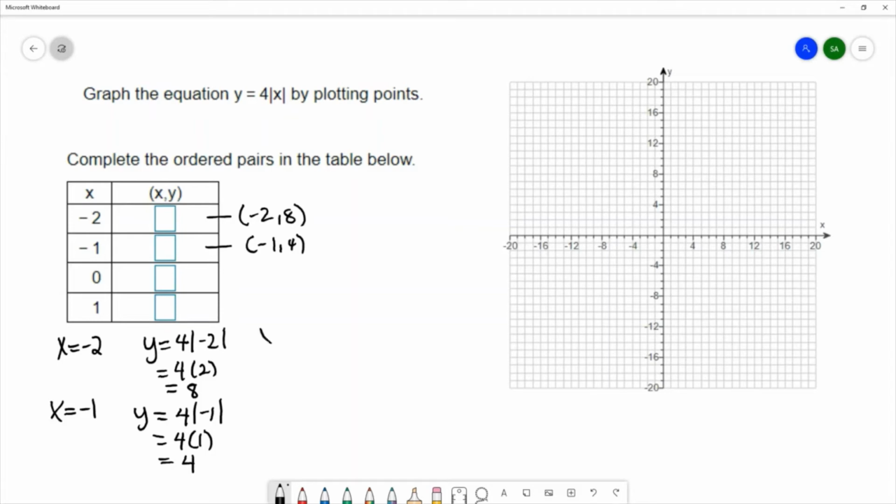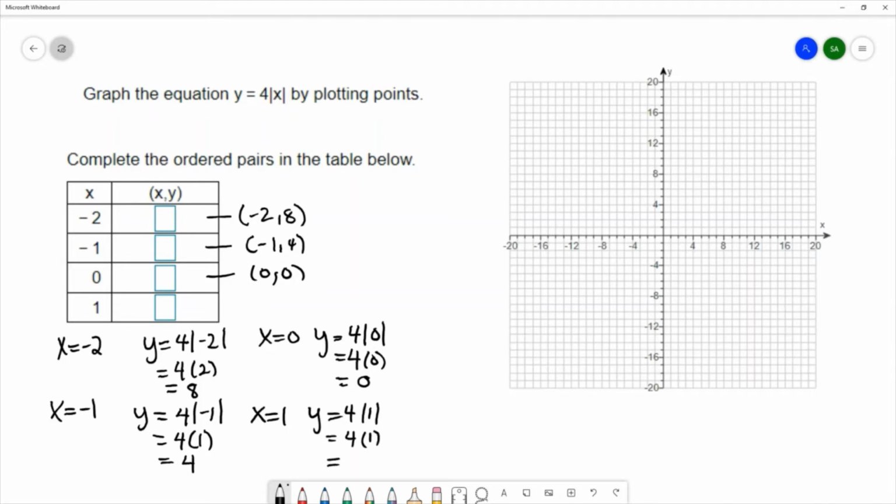Then we'll let x equal 0, and y equals 4 times the absolute value of 0. The absolute value of 0 is 0, and 4 times 0 is 0. So that gives us the ordered pair 0, 0. Then we'll let x equal 1, and y will equal 4 times the absolute value of 1. The absolute value of 1 is 1, and 4 times 1 is 4. So our last ordered pair is 1, 4.